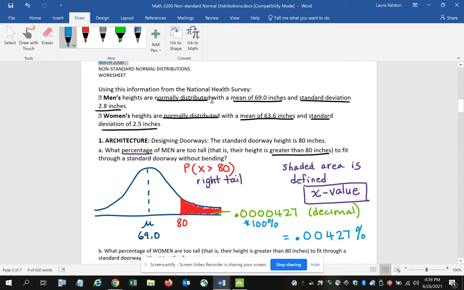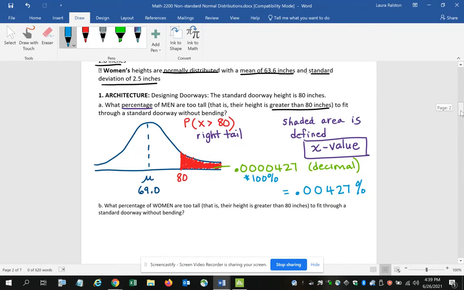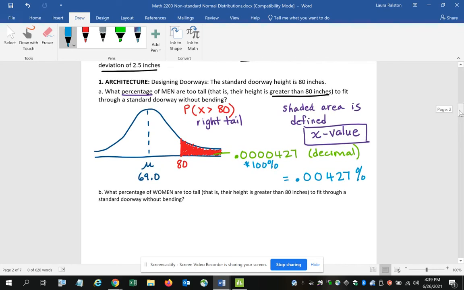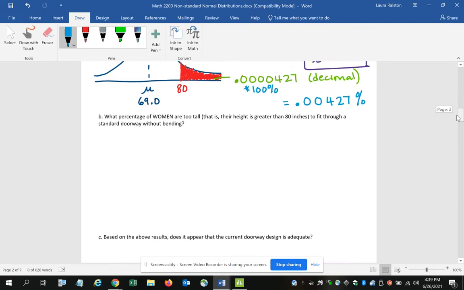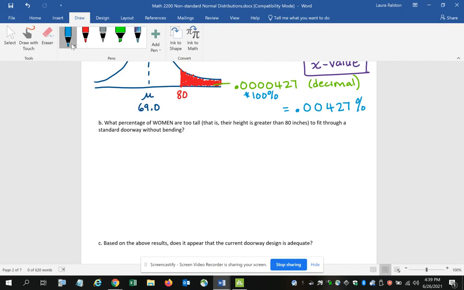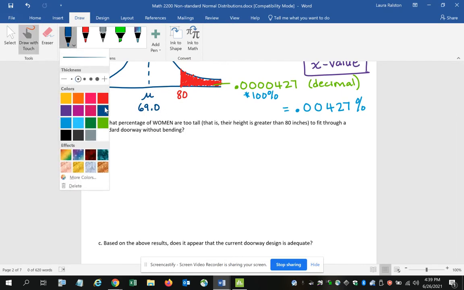All right, moving on to question 2. Question 2 asks, what percentage of women are too tall? And again, that's if they're greater than 80 inches to fit through a standard doorway without bending. Okay, so it's the same type question, but our focus has shifted to the women.